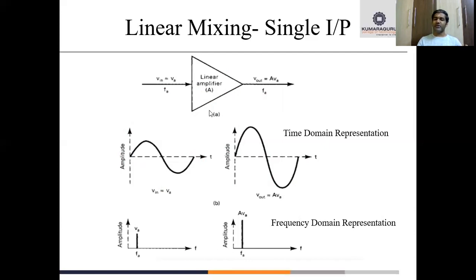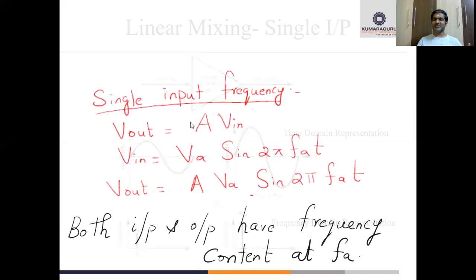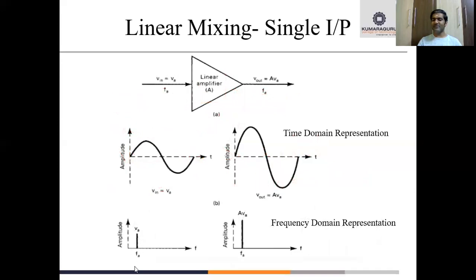The main observation from our discussion is that for a single input frequency, both the input and the output have frequency content at FA. There is no addition of a new frequency component. Whatever your input is, in the output you have the same input, but magnified by A times. How about your frequency? In the input it is FA, and in the output it is also FA. So no frequency component is added. The input frequency component is preserved at the output. This is called linear mixing with a single input.